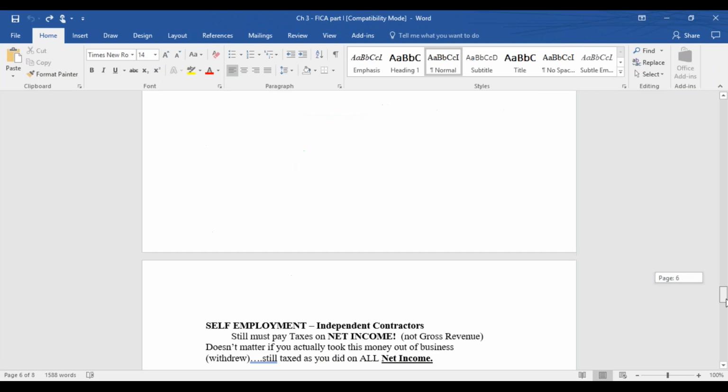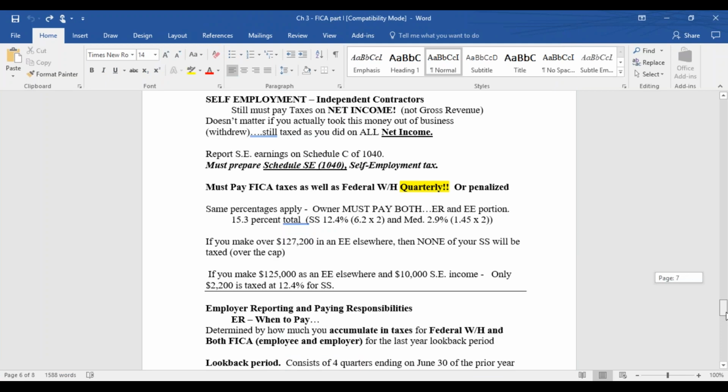The last piece of this lecture talks about self-employment and independent contractors. Key things that I want you to take away from this: independent contractors still have to pay payroll taxes. They still have to pay FICA taxes. They have to pay them to the government. They can't just pay them once a year like you do when you do your 1040. They have to pay them quarterly. You pay your federal withholdings, and you also pay your two FICA taxes.